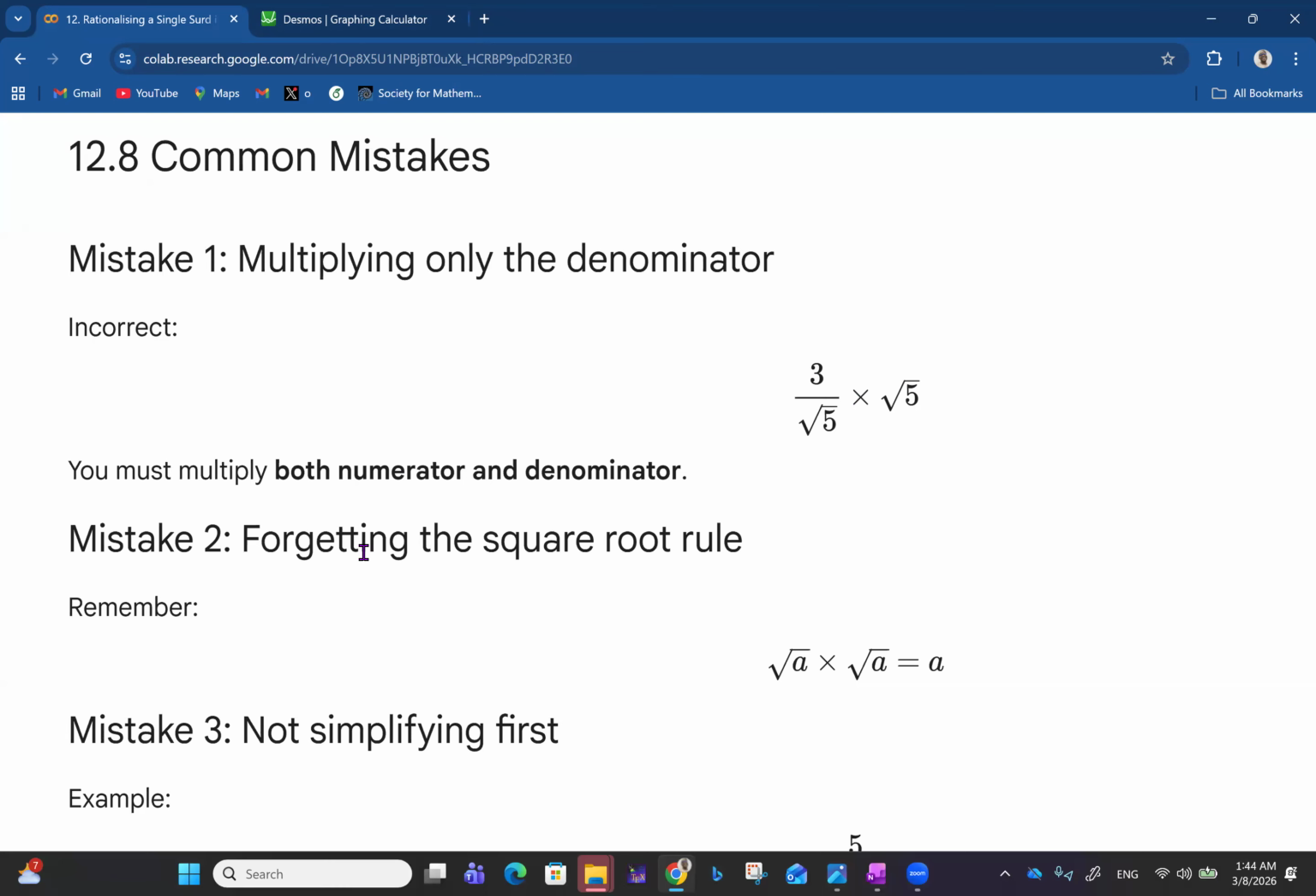Number two, forgetting the square root rule. You remember that the square root of a times the square root of a is a. That's why when you have 3 over root 5 times root 5 over root 5, you have 3 root 5 up there, all over root 5 times root 5, which should give you 5.